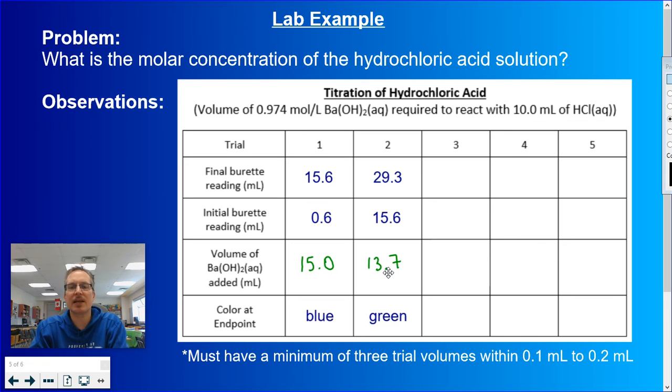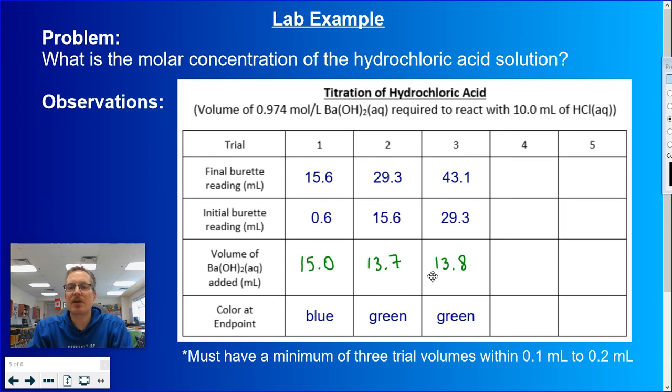So again, we're going to clean up. My final burette reading will now be my new initial burette reading for trial 3. I'm going to run it again. So my final burette reading is going to be 43.1. That is again going to be stopped at a one drop color change of green. We'll do the subtraction. It's going to be 13.8. You'll notice at this moment, I now have two good trials, meaning these trials are precise because they are within 0.2 milliliters of each other.